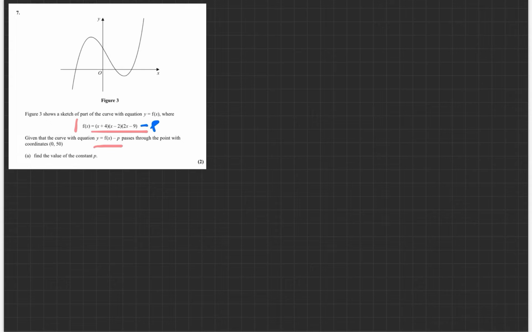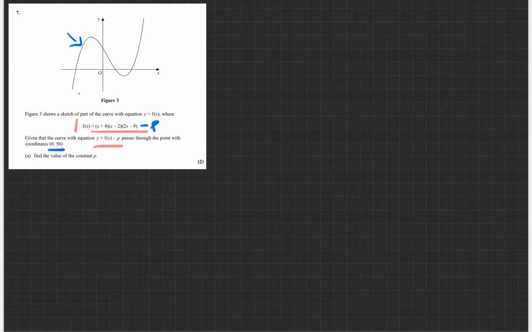And what we know about this new equation, f(x) - p, is that it passes through the point with coordinates (0, 50). All right, so first let's talk about what y = f(x) - p means. What we know is f(x) is this curve, right? So f(x) - p is a curve that is basically going down by p units, because p is outside the x. It's basically translating down. It's affecting the y-axis, while the x-axis remains the same.